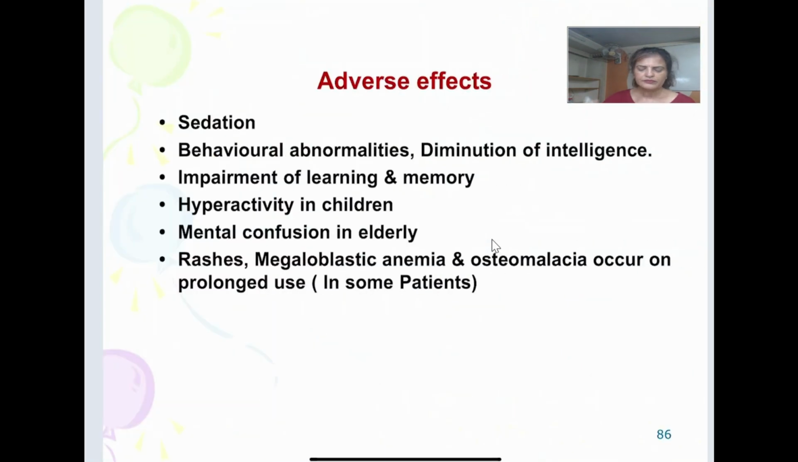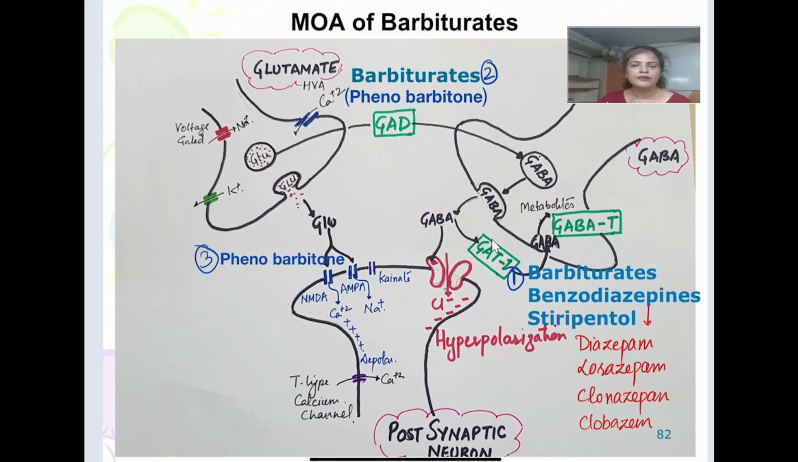What are the other adverse effects? Sedation, I told you, this is the major drawback with phenobarbital. Behavioral abnormality and dullness, this is the reason why we are not using it nowadays. Diminution of intelligence, impairment of learning and memory, hyperactivity in children, mental confusion in elderly, and in some patients you will see rashes, megaloblastic anemia and osteomalacia when we are using it for a long time. So this was about the barbiturate.